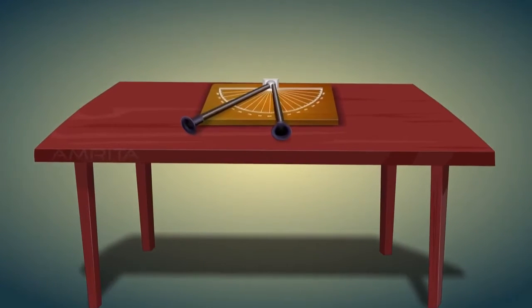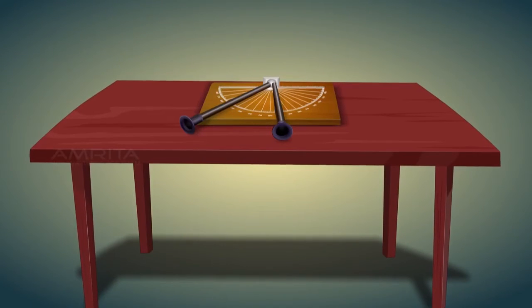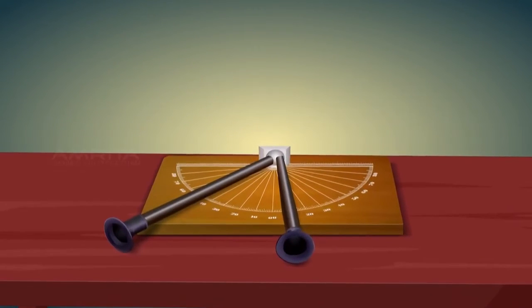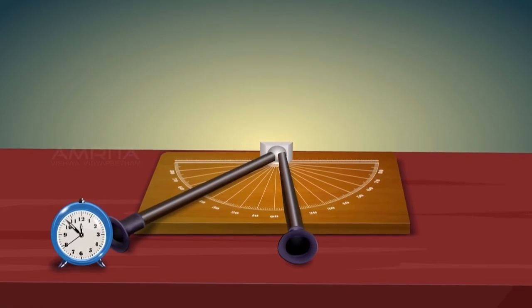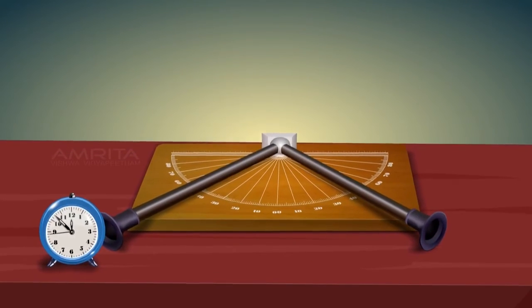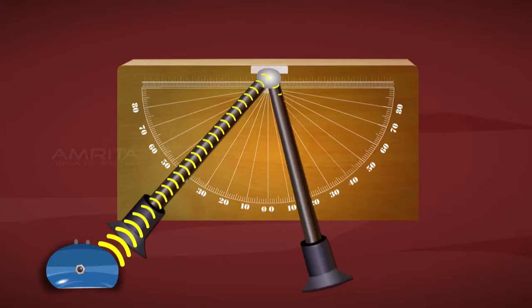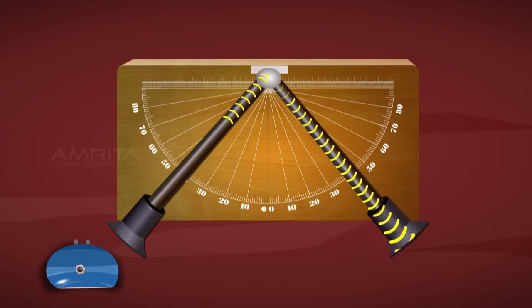We can prove this by placing two tubes at certain angles on a wooden board. If a clock is placed near the end of one of the tubes, we can hear the sound waves through the second tube by adjusting it to get the sound at its maximum. We can see that the angle of incidence is equal to the angle of reflection.